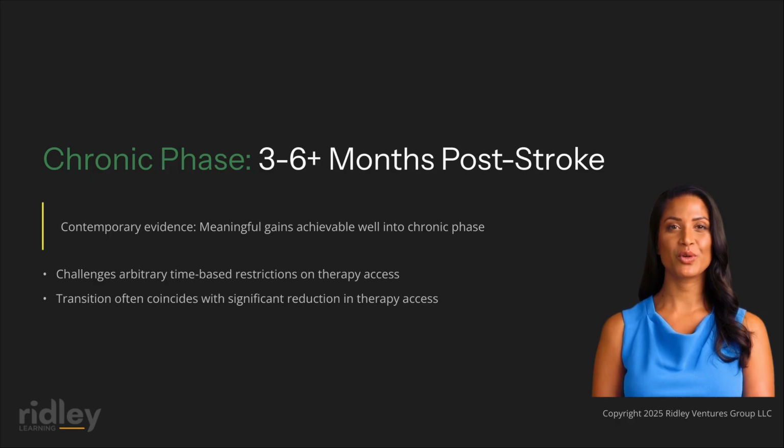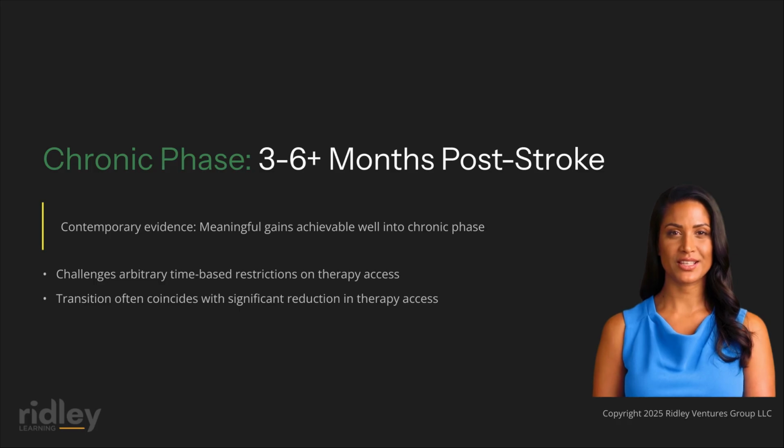The chronic phase of stroke recovery, conventionally defined as beginning at 3 to 6 months post-stroke, was historically viewed as a period of limited neuroplastic potential during which rehabilitation efforts yielded diminishing returns. Contemporary evidence has fundamentally challenged this perspective, demonstrating that meaningful functional gains remain achievable well into the chronic phase with appropriately designed and sufficiently intensive intervention programs. While spontaneous recovery mechanisms become less prominent in the chronic phase, the brain retains substantial capacity for experience-dependent plasticity that can be harnessed through targeted rehabilitation approaches.